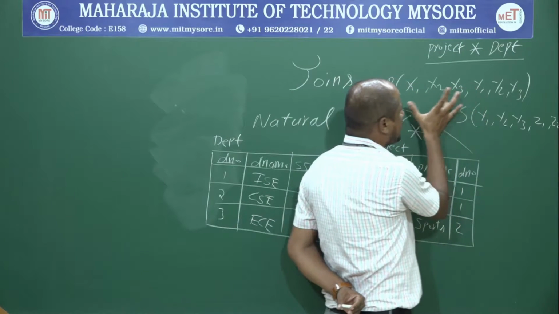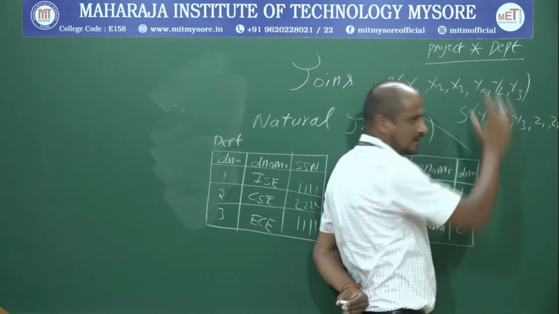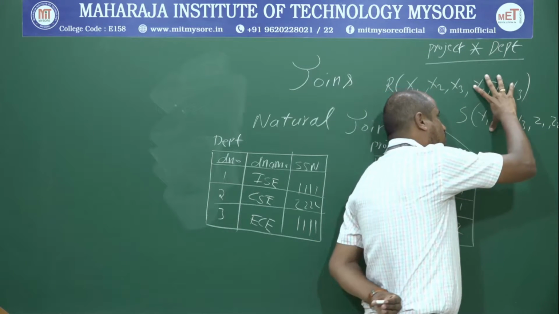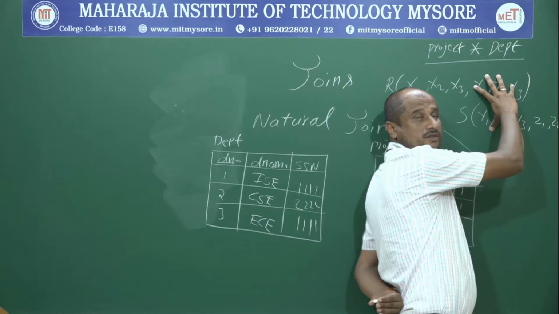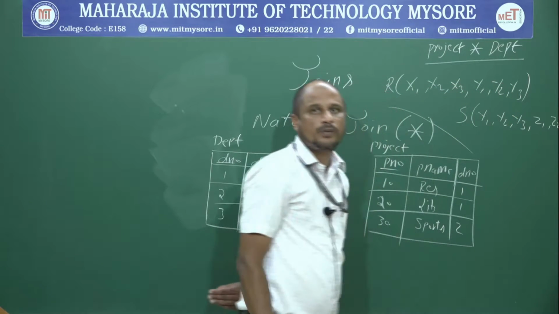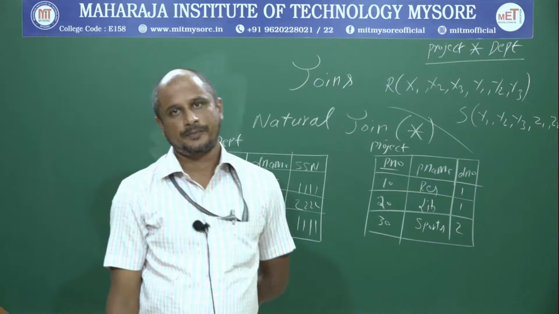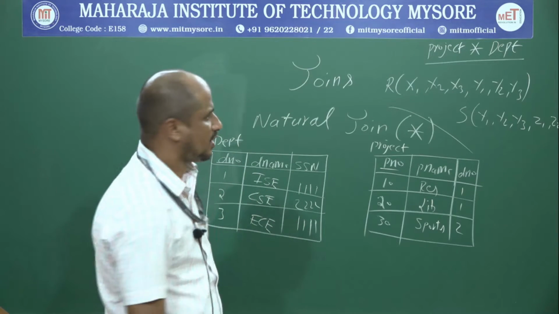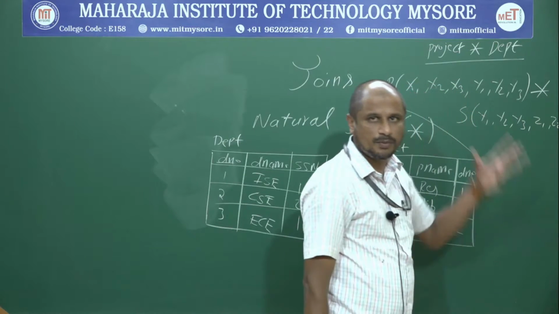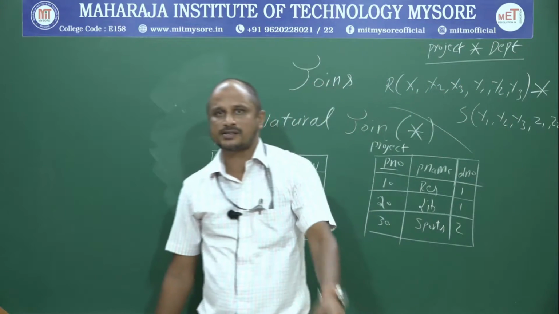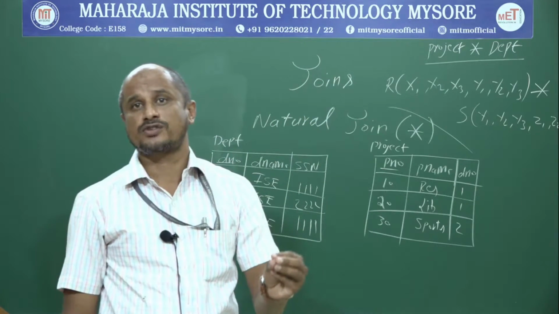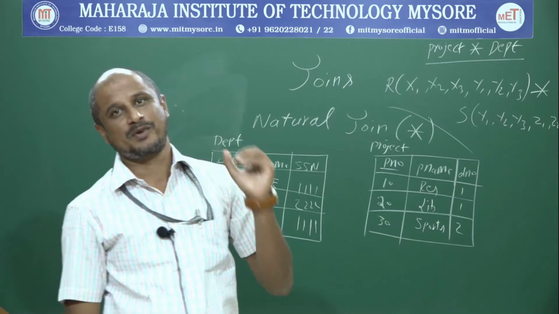So R has x1, x2, x3 and y1, y2, y3. S has y1, y2, y3 and z1, z2, z3. This natural join works on these two relations with a common attribute called y. Okay, this makes natural join. Okay, when I talk about R natural join with S, both the tables will work with the natural join using common attribute.